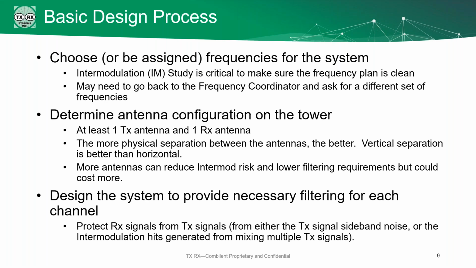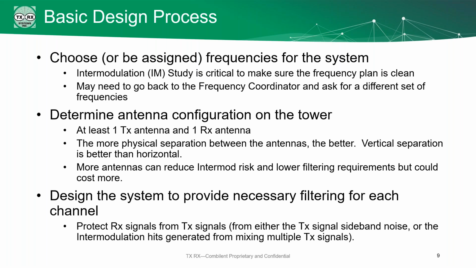If there are, you may have to go back to the frequency coordinator and ask for some new frequencies. The next consideration is how many antennas you will use for the system and how they are placed on the tower. The rule of thumb is that the more antennas you have and the farther apart the antennas are, the better isolation achieved. But you're likely to be constrained by cost or other practical considerations, such as the available space on the tower. You should have at least one TX and one RX antenna. Single antenna systems are possible, but it will significantly increase the risk and complexity of the system.